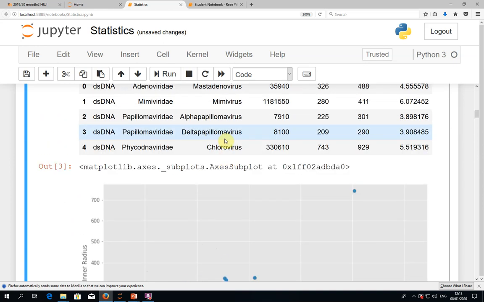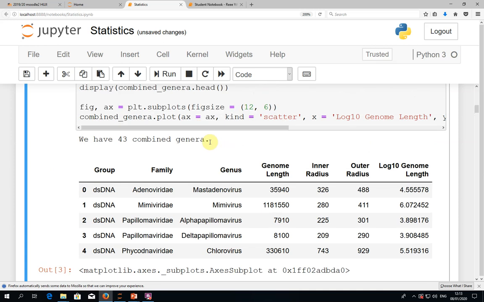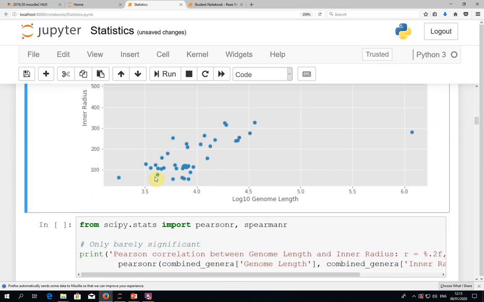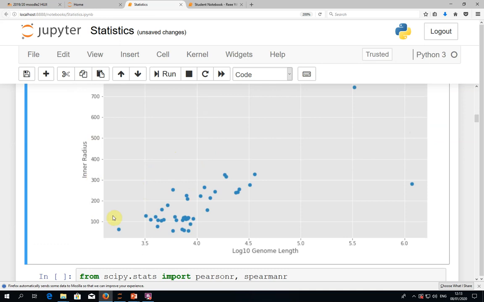And now we may want to ask the question whether we see some correlation between, say, the inner radius to the genome length. So we can plot it, and you can see the result here. And it indeed seems like we get some correlation. I think it's very visible to the eye.